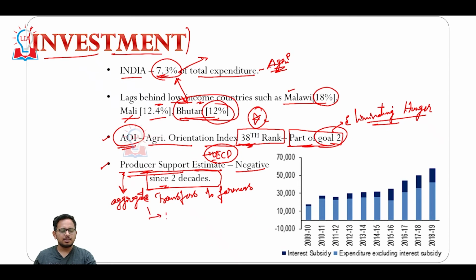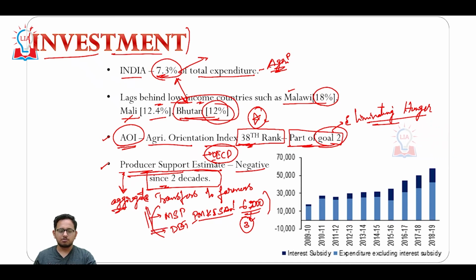For example, this will include MSP. It will also include DBT. We have a scheme called PM Kisan. Under this scheme, 6,000 rupees is given to farmers in 3 installments, and this particular scheme comes under producer support estimate. What do you mean by negative producer support estimate? Is the transfers to farmers in the last 2 decades have not been equal to their expenditure.